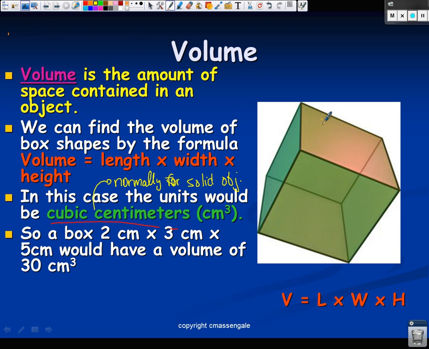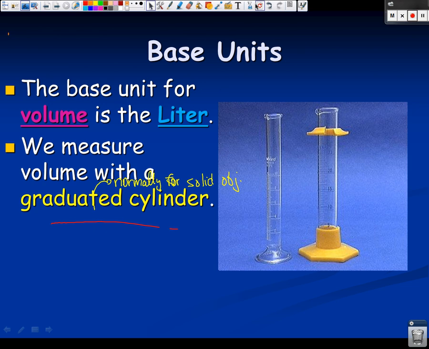So the example they give us is if we have a box 2 centimeters by 2 centimeters by 5 centimeters, we would have a volume of 30 what? Cubic centimeters. It's important that you understand that cubic part of it because, again, it's a cubed value. Now, you can say centimeters cubed. That's perfectly acceptable. Absolutely. Okay. But there's got to be a cube somewhere on it.